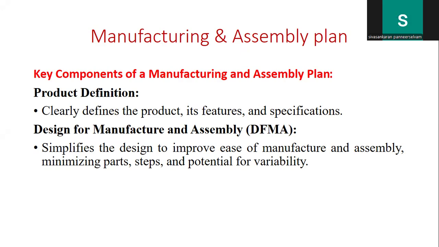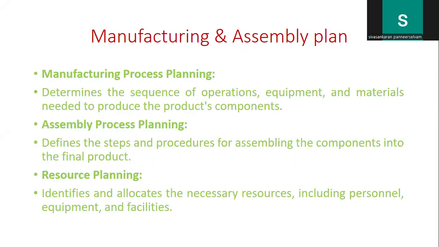Next one is design for manufacturing and assembly. Here we have to simplify the design by reducing the complexities in the manufacturing process as well as in the product assembly, by reducing the number of key components, simplifying the assembly process steps, etc. The next one is manufacturing process planning. It regularizes the various sequence of operations, equipment as well as the materials needed to produce the final product and its associated components.